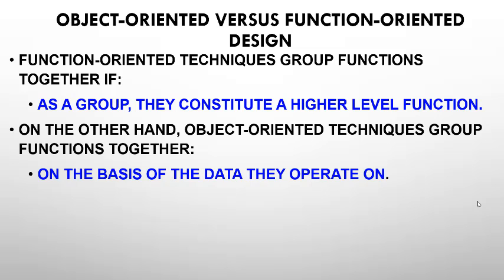The function-oriented technique groups functions together if, as a group, they constitute a higher level function. On the other hand, object-oriented techniques group functions together on the basis of the data they operate on.